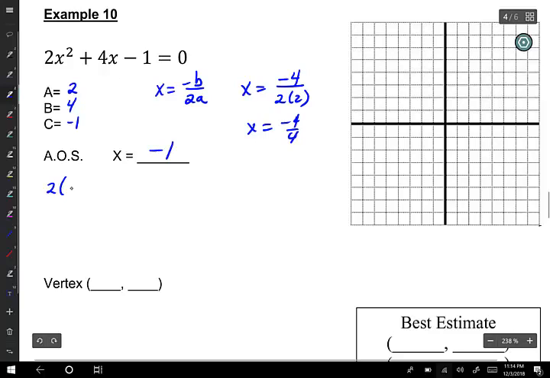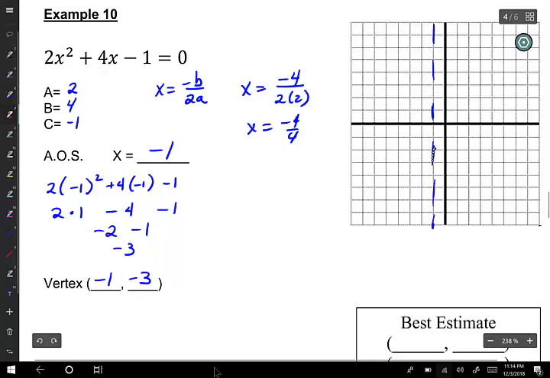Let's plug that value in to find the value for our vertex when we're graphing. 2 times 1 minus 4 minus 1. That's 2 minus 4, negative 2. So it looks like our vertex is at the point negative 1, comma negative 3. So I'm going to sketch the value of negative 1 for my axis of symmetry. And once again, I'm going to put a red dot down at my vertex at negative 3.